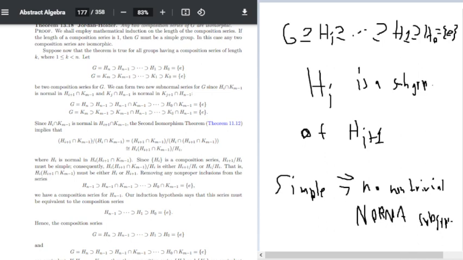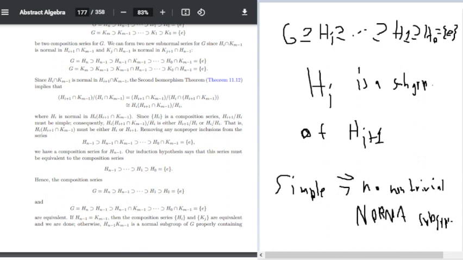And we have G = K_m ⊇ K_{m-1} ⊇ K_{m-1} ∩ H_{n-1}, all the way to K_0 ∩ H_{n-1}. Since H_i ∩ K_{m-1} is normal in H_{i+1} ∩ K_{m-1}, the second isomorphism theorem, or Theorem 11.12, implies that (H_{i+1} ∩ K_{m-1}) / (H_i ∩ K_{m-1}) is isomorphic to H_i(H_{i+1} ∩ K_{m-1}) / H_i, where H_i is normal in H_i(H_{i+1} ∩ K_{m-1}).